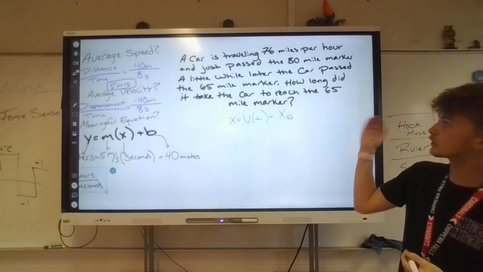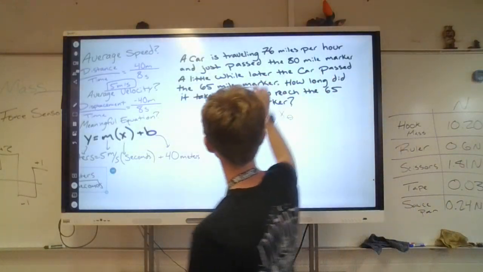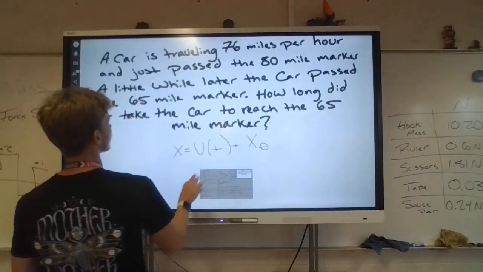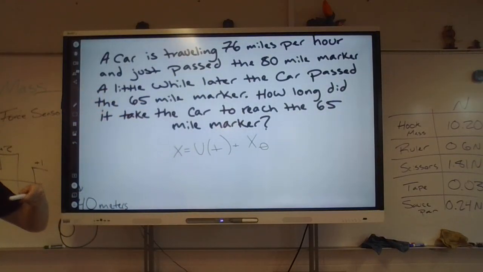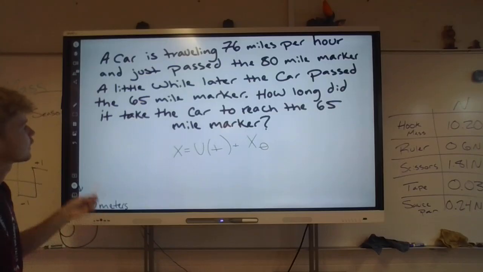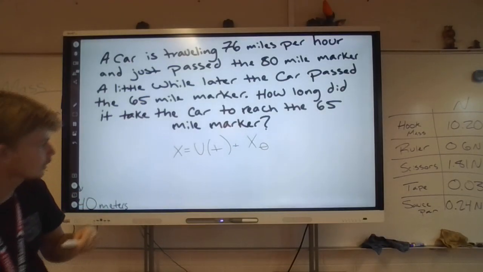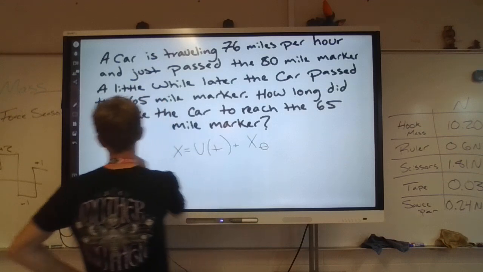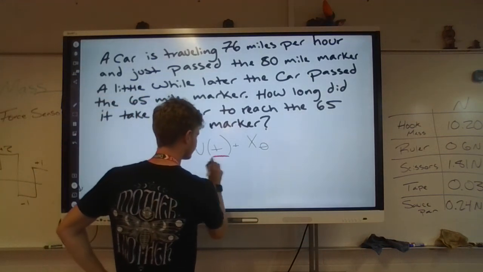So an example problem for this is: a car is traveling 76 miles per hour and just passed the 80-mile marker. A little while later, the car passed the 65-mile marker. How long did it take the car to reach the 65-mile marker? Okay, so what we're going to try to solve for here is time. We're going to be solving for the time variable.